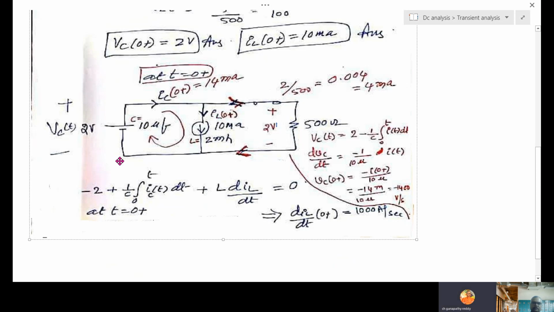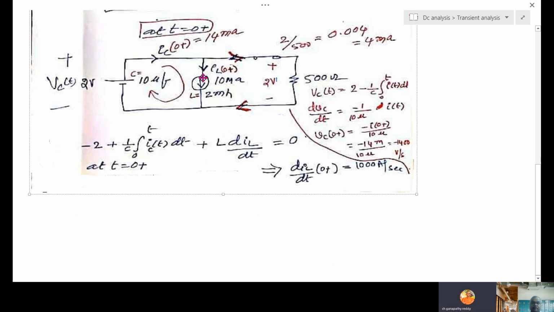Now, what is the voltage applied here? 2. If this is 2, what is the voltage here also? 2. 2 by 500 is 4 milliamps. Current flowing here is 4 milliamps. Current here already given, 10 milliamps. Therefore, IC0 plus must be 10 plus 4, 14. Okay.